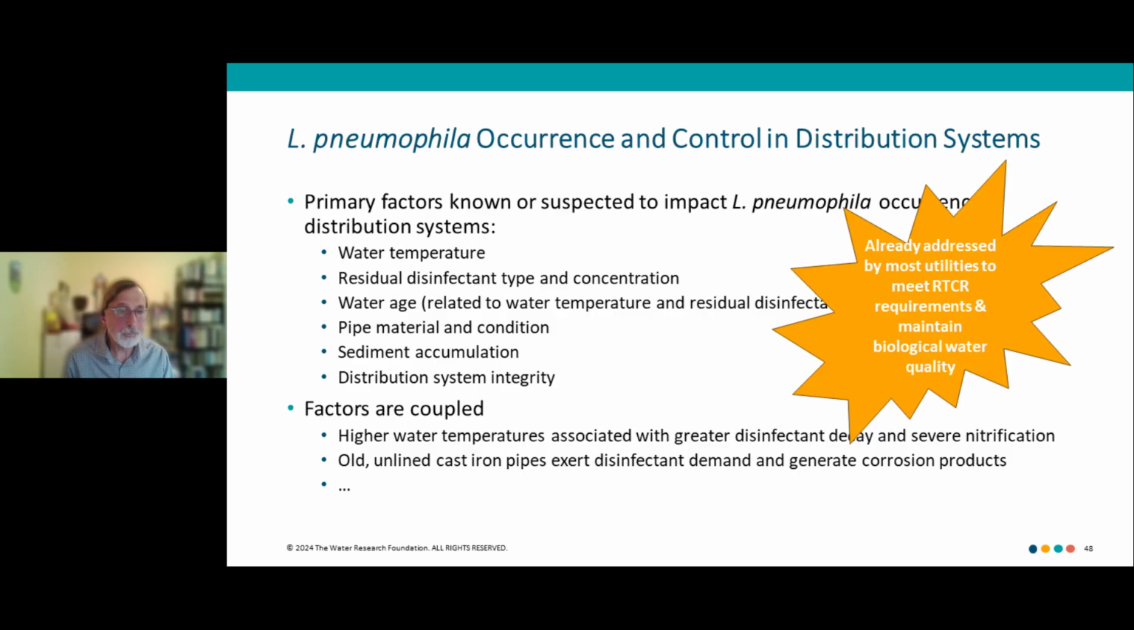All right, take a look at the factors that are associated with occurrence and control in distribution systems. As Gary pointed out already, most of these factors are addressed in the RTCR or for other requirements and within utility biological water quality management. So we're not talking about something totally foreign and new. We're just putting a different spotlight on a contaminant and trying to address it specifically within the context of water quality management as is already practiced.